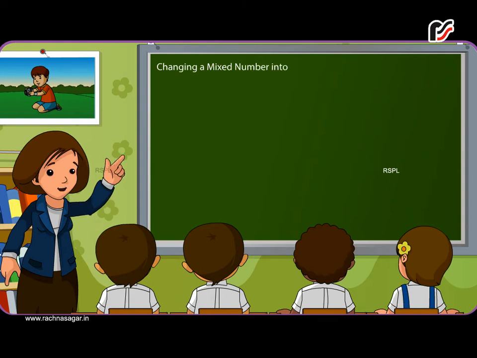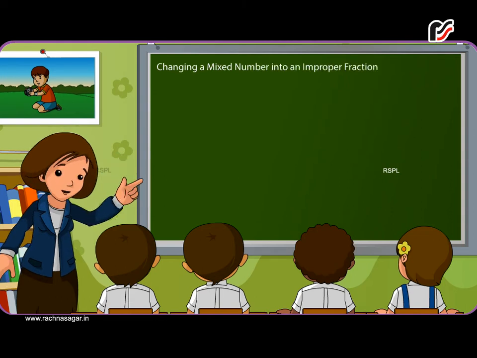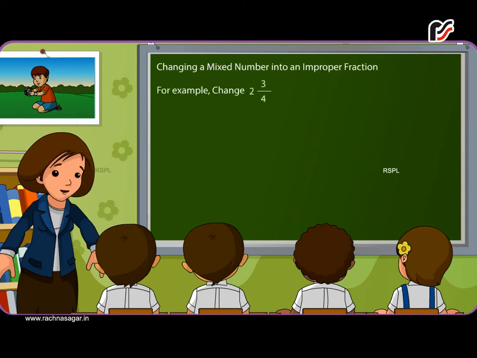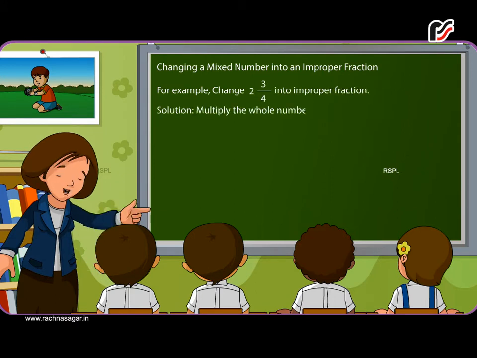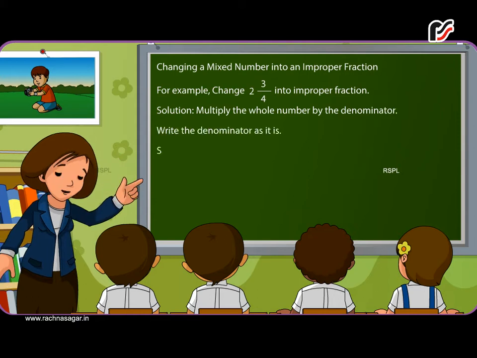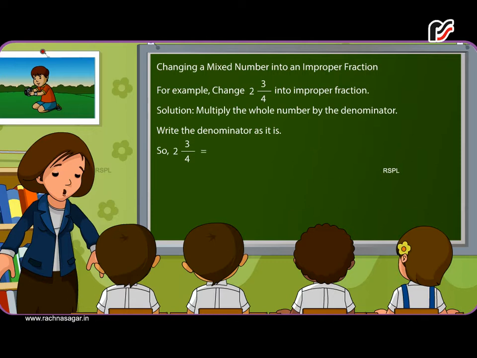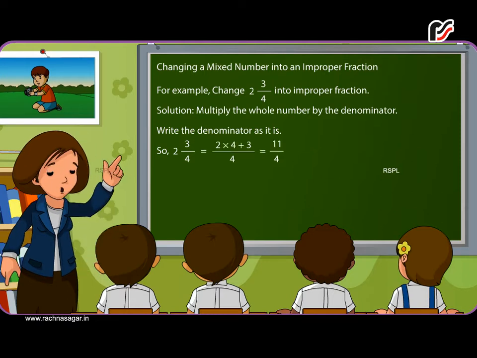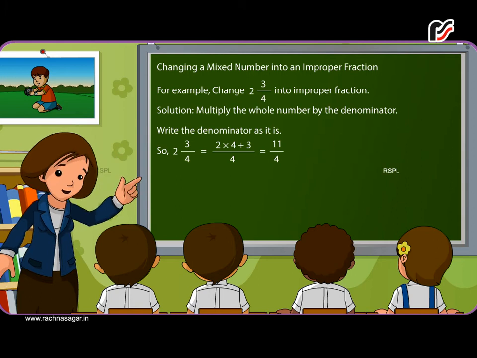Changing a mixed number into an improper fraction. For example, change 2 3/4 into an improper fraction. Solution. Multiply the whole number by the denominator. Write the denominator as it is. So, 2 3/4 is equal to (2 multiplied by 4 plus 3), whole divided by 4, is equal to 11/4.